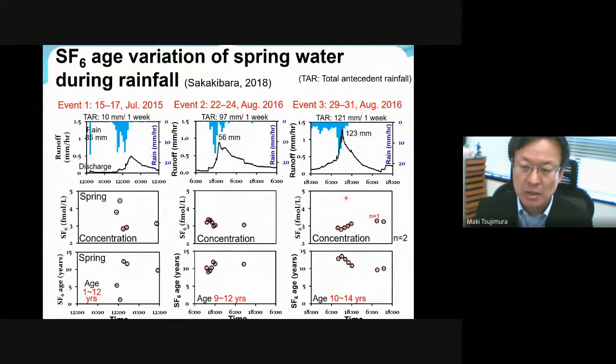This is the biggest rainfall event. In that rainfall event, the spring water shows an increase of the age, up to 12 years, and at most 14 years.